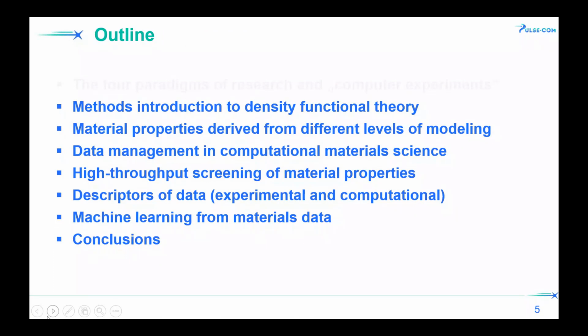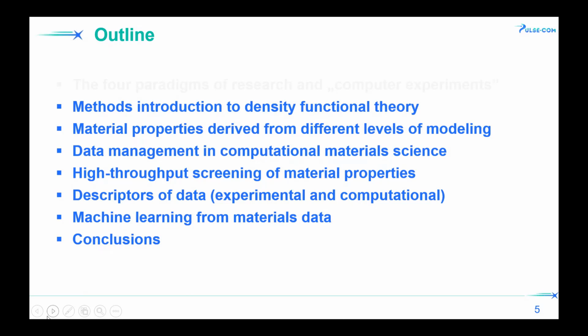Here's the outline of today's talk. I've already covered the 4 paradigms of research and what I call the computer experiments. Now I'm going to move into a short introduction, with the least amount of equations that I can manage, to methods, the density functional theory. Then I'm going to talk about material properties that can be derived from different levels of modeling, so density functional theory and beyond. Then I'm going to say a few words about how data is managed in computational material science, which is getting more and more important, the data management part.